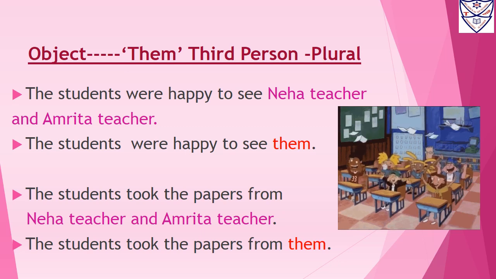Now here we will see the students were happy to see Neha teacher and Amrita teacher. So instead of Neha teacher and Amrita teacher, we will say the students were happy to see them. Why them? Because it's more than one person. So we are talking about Neha teacher and Amrita teacher. The students were happy to see them. The students took the papers from Neha teacher and Amrita teacher. So what will we say? The students took the papers from them. So instead of Neha teacher and Amrita teacher, we have used the word them, because first they were subjects, now they are objects. So we have used the word them.